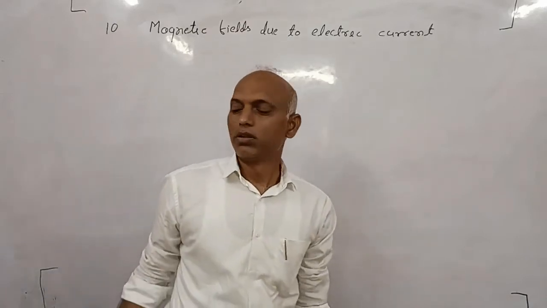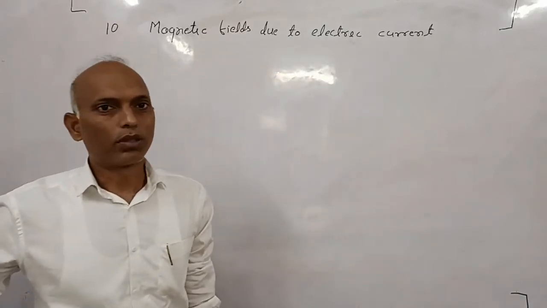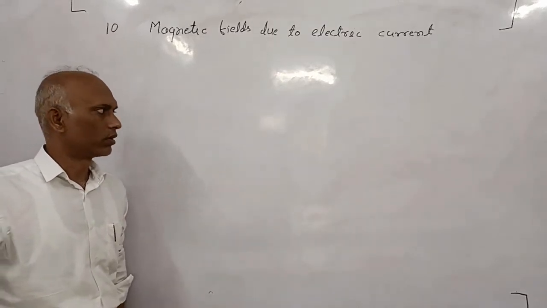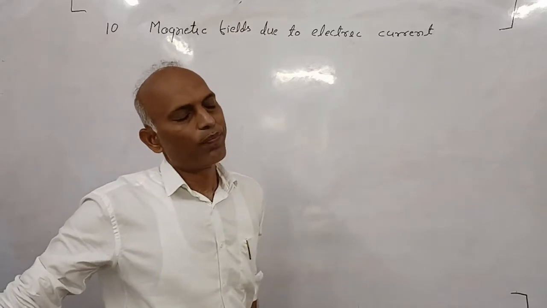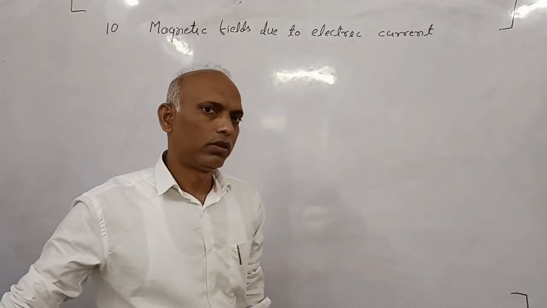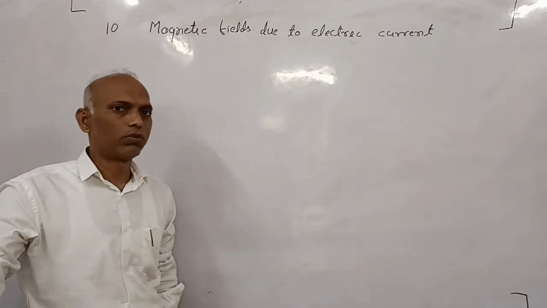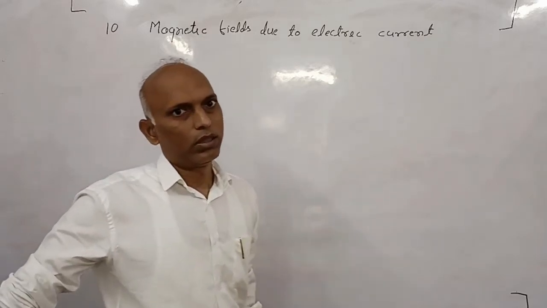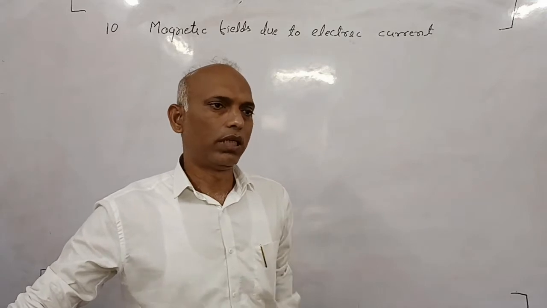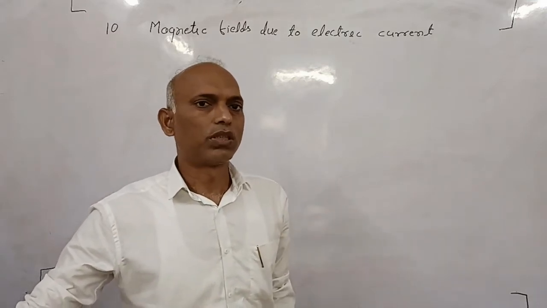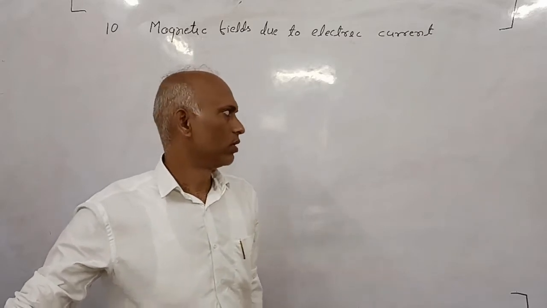Hello students, I'm going to teach you chapter number 10, magnetic fields due to electric current. As we learned in class 11, Ørsted is one of the scientists who discovered that any object in which an electric current is flowing produces a magnetic field around it.